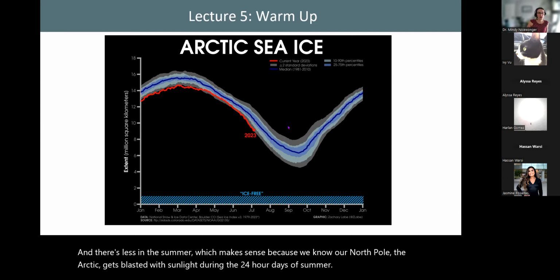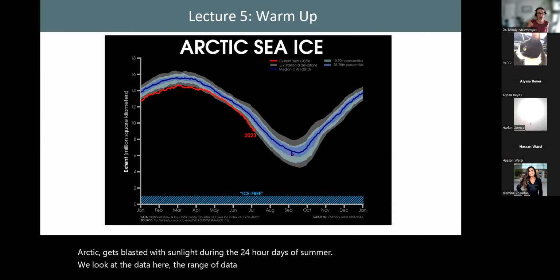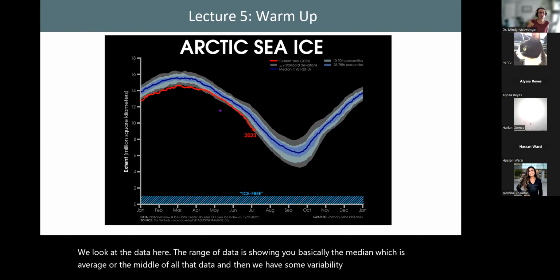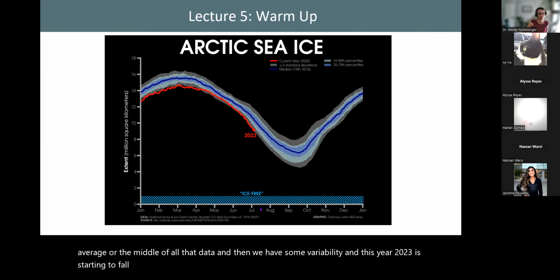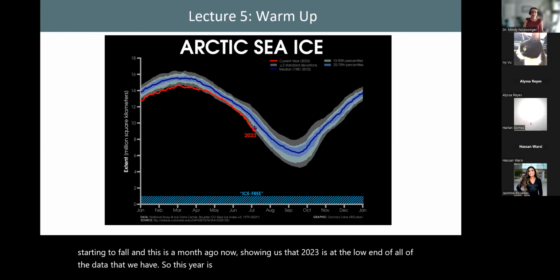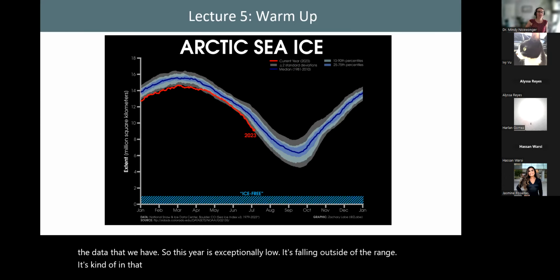Looking at the data here, the range of data is showing you the median, which is the middle of all that data, and then we have some variability. This year, 2023, is starting to fall. This is a month ago now, showing us that 2023 is at the low end of all of the data that we have. So this year is exceptionally low. It's falling outside of the range, kind of in that 90th percentile for extreme. So quite low amounts of Arctic sea ice extent.